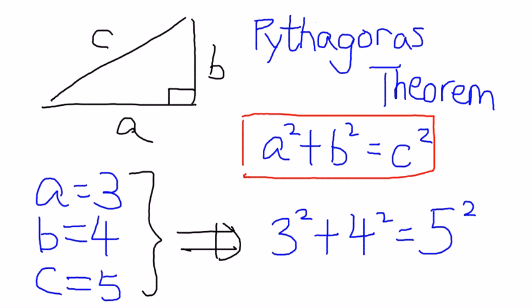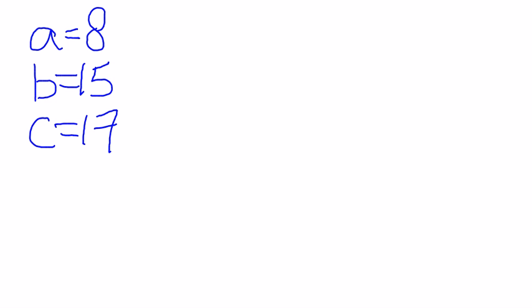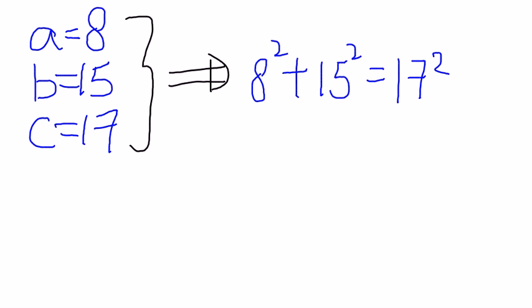And then the next one. We can look at this possibility that A equals 8, B equals 15, and C equals 17. In that case, you can easily verify the following, that 8 squared plus 15 squared equals 17 squared. So it's another example for A, B, C, so that they will give exactly the lengths of a right angle triangle.